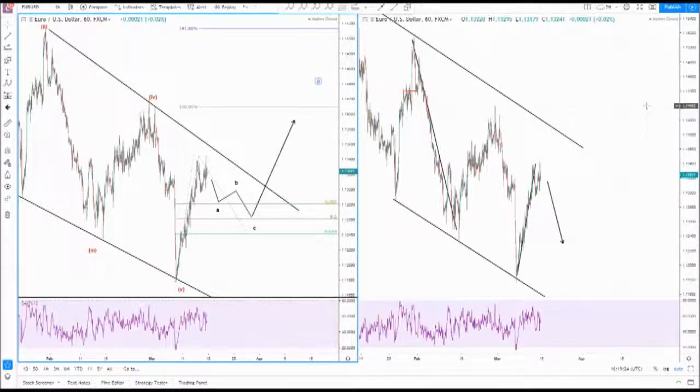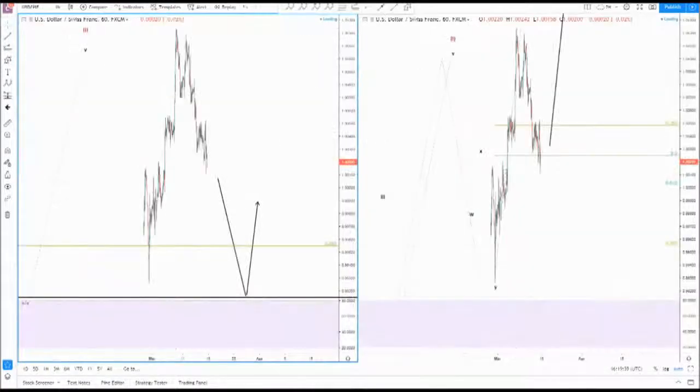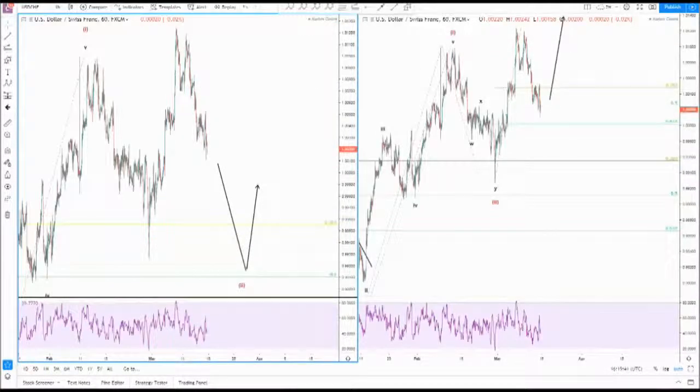Now the next one I want to look at is the Swissy, and that is because the Swiss franc and the euro are correlated. They're not 100% correlated, but they do move somewhat together. So I'm just going to go over to the dollar Swiss. The correlation they have is inverse. So what that means is when the euro dollar is rallying, the dollar Swiss tends to fall.